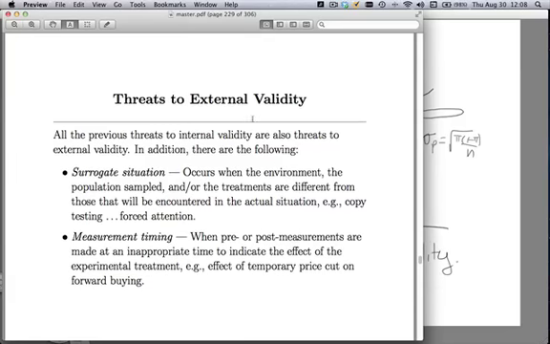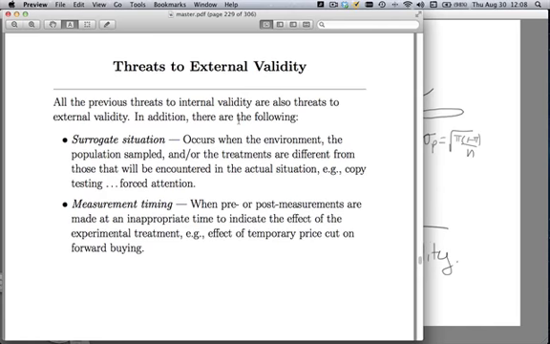Here are a couple examples of what can affect external validity. So surrogate situations are where things occur in a lab setting. So if you think about copy testing as really a lab setting, it's very unrealistic. You have forced attention. In real life, when a commercial comes on, people go make themselves a sandwich or switch the channel. Whereas in that hotel ballroom, you have forced attention. You can't leave. You can't go to the bathroom. You can't go make yourself a sandwich. You can't change the channel.